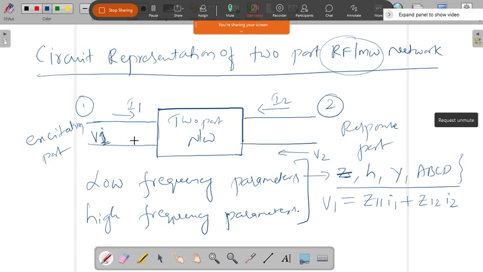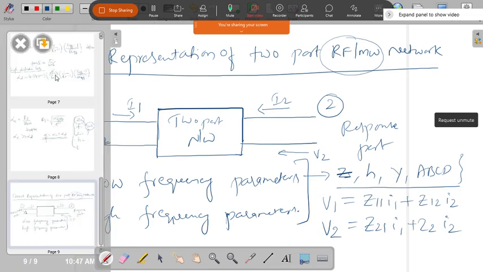What is the input impedance at the input stage or input side? Z12 is the impedance between port 1 and port 2, that is the ratio of V1 by I2: how much current is coming from port 2 and what is the voltage at the port 1 end. Similarly we can write V2 as Z21 I1 plus Z22 I2. So these are the Z parameters which we can apply for a two-port network, or in terms of matrix representation.